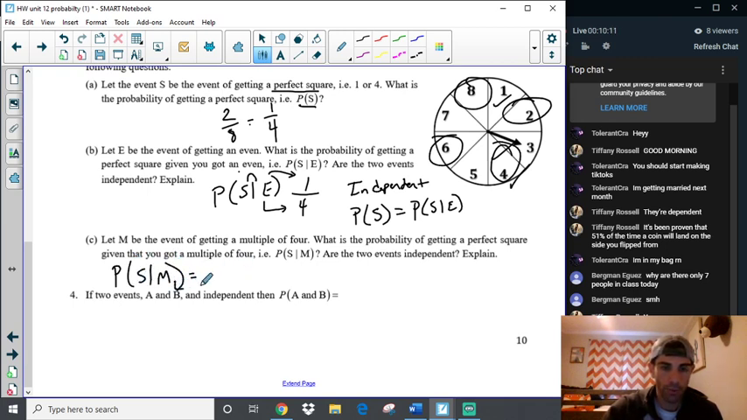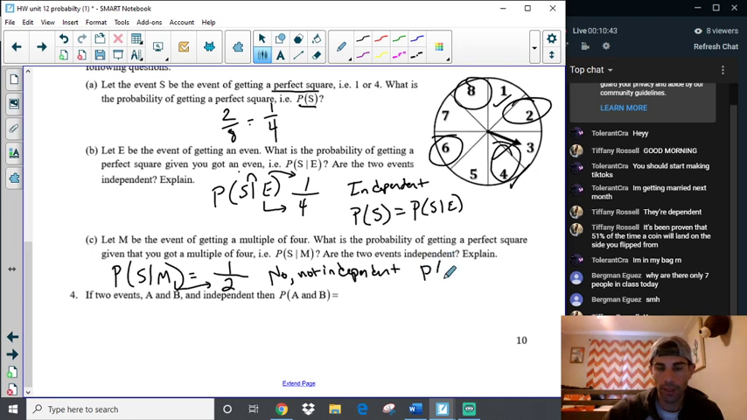So our bottom number is all of our multiples of 4, which would be 4 and 8 only, which would be 2. And of 4 and 8, which one of those is a perfect square? That would just be 4. So it's a 1 in 2, or 1/2 probability. So now, is 1/2 the same as the probability of getting a perfect square, 1/4? And we would say no. They are not independent.